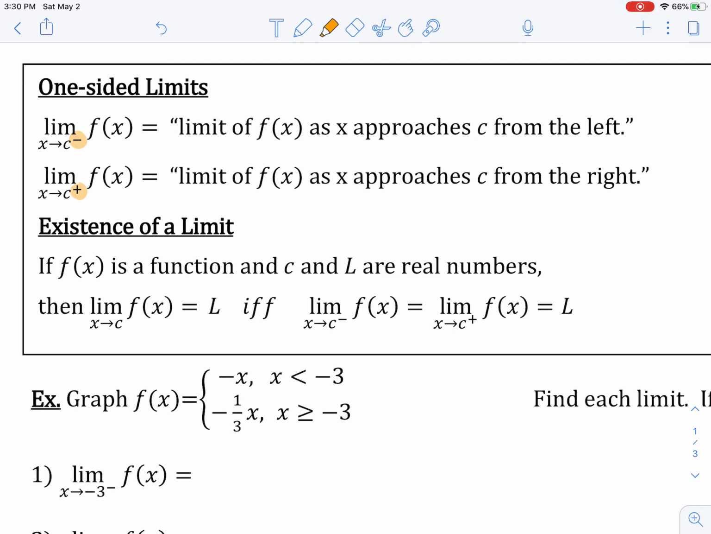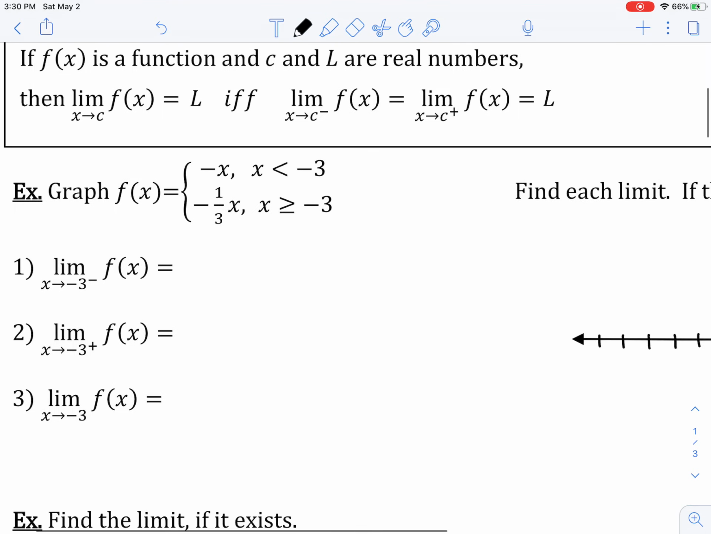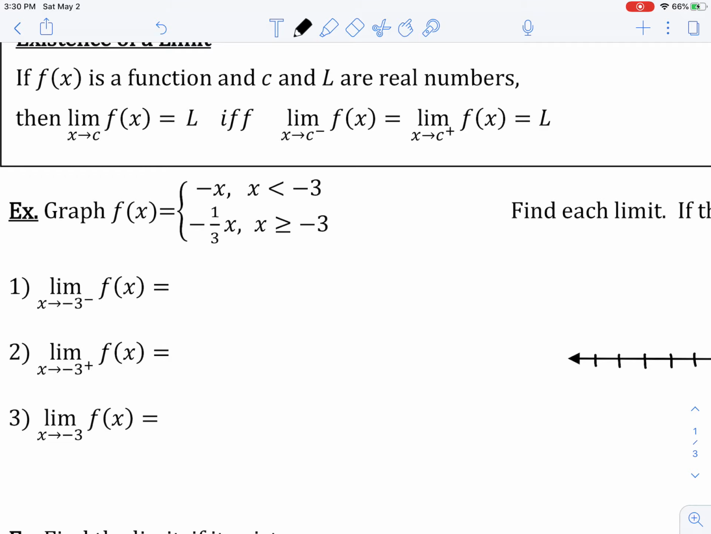Specifically, if f of x is a function and c is some real number as well as L, then we can say that the limit of this function is that value L if and only if we have the same limit as we approach from the left as we do from the right. If we don't agree upon the same number, then the limit there does not exist. And we discussed this back in 11.1 as one of the scenarios in which a limit would not exist. But let's go a little bit further into that and try a few practice problems with this.